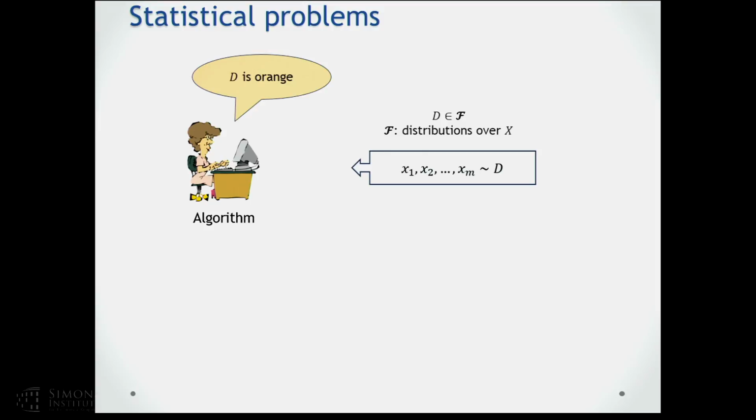And the algorithm needs to figure out something about that distribution. For example, it might want to know some property of that distribution, some parameter of the distribution, or might want to solve a prediction problem over this unknown distribution.